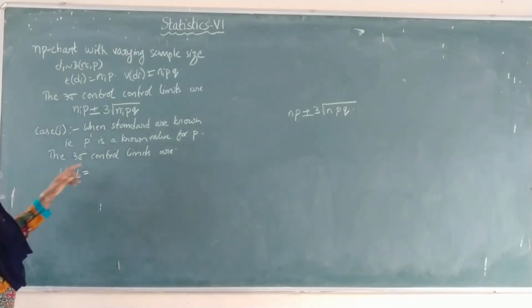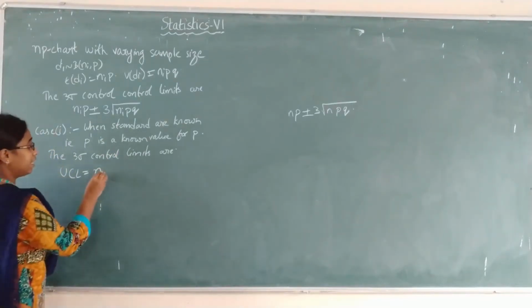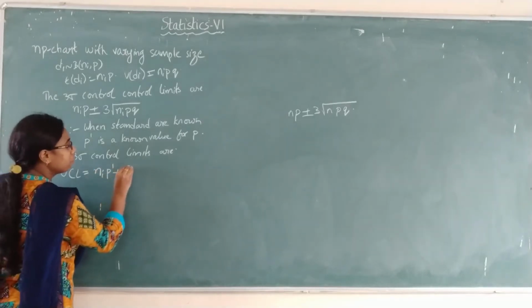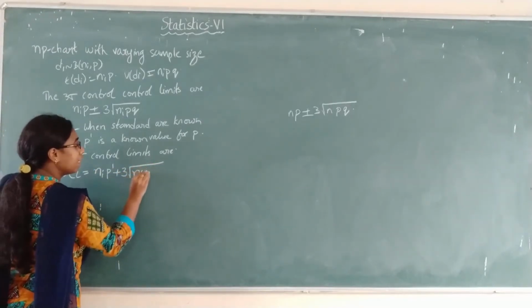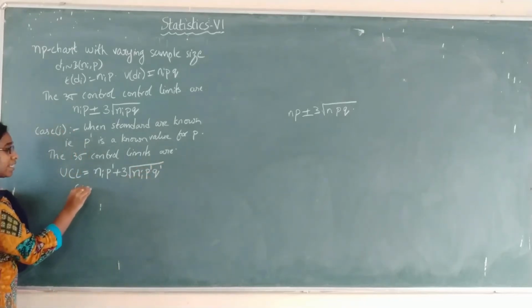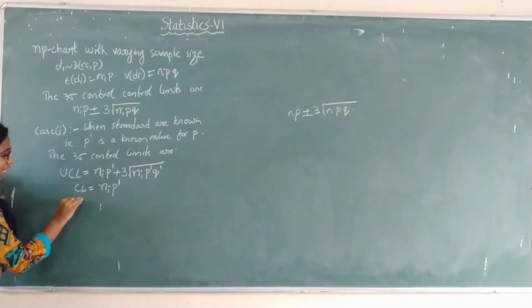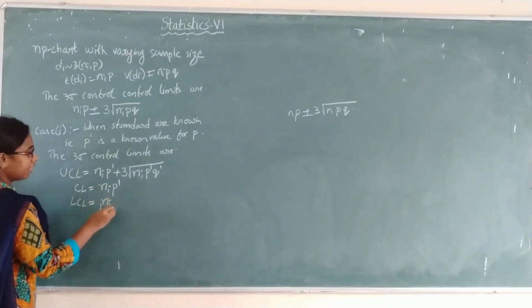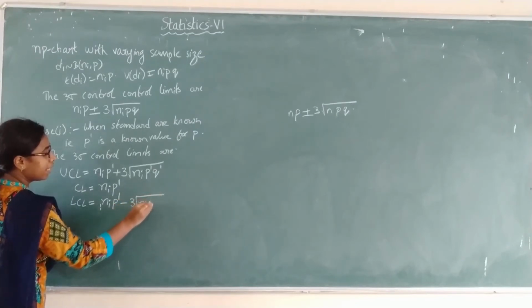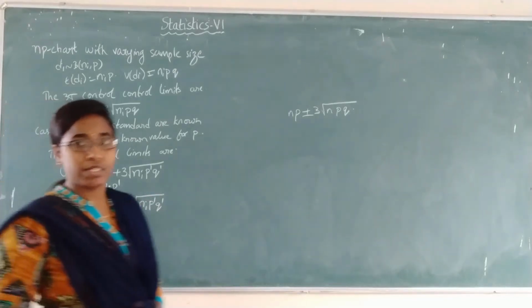UCL equals to, in place of P we will be writing P dash, and in place of N we have to write Ni. So Ni P dash plus 3 into under root Ni P dash Q dash. So this is the UCL, and next is CL equals to Ni P dash and LCL equals to Ni P dash minus 3 into under root Ni P dash Q dash. So these are the control limits for the case 1.